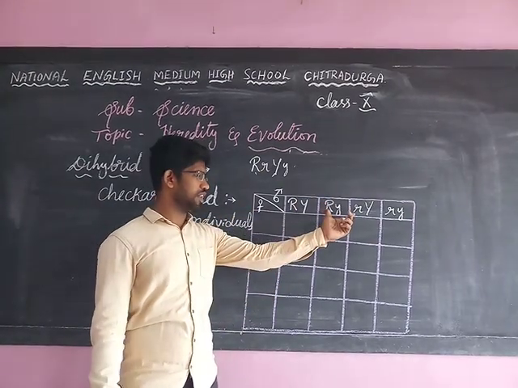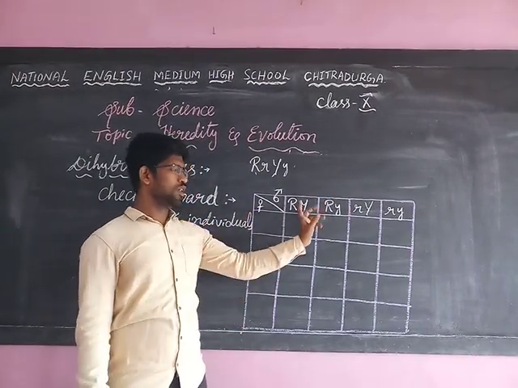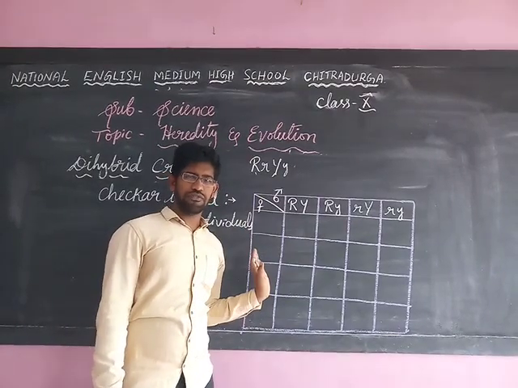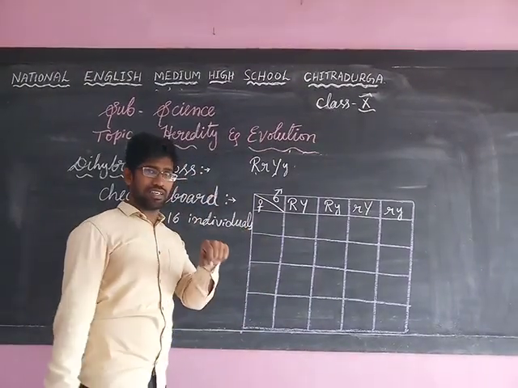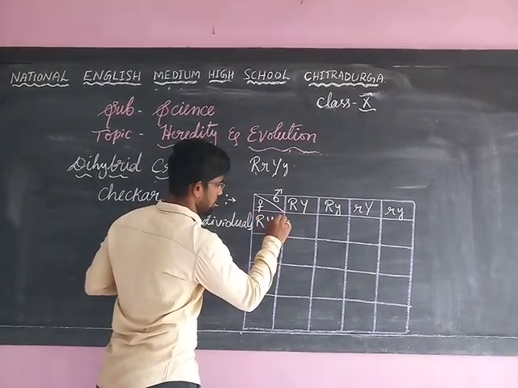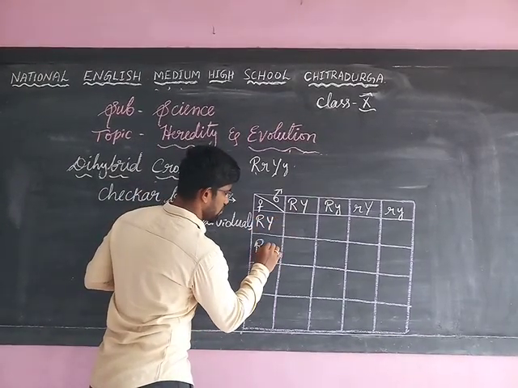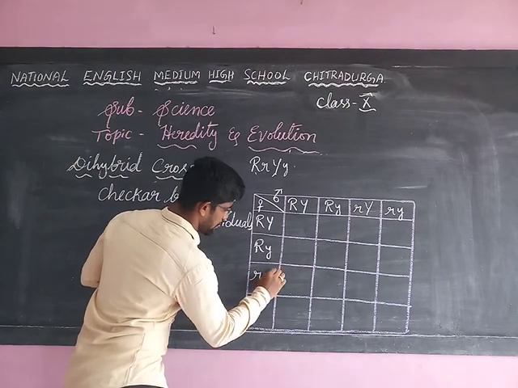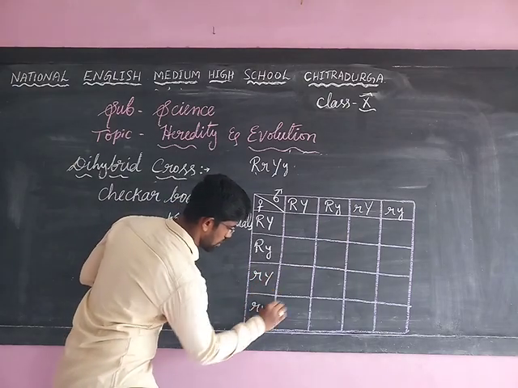The same type of gametes we take here also, because one is male and another is female, and it is self-pollination. So the same type of gametes have to be taken: capital R capital Y, capital R small y, small r capital Y, and small r small y.